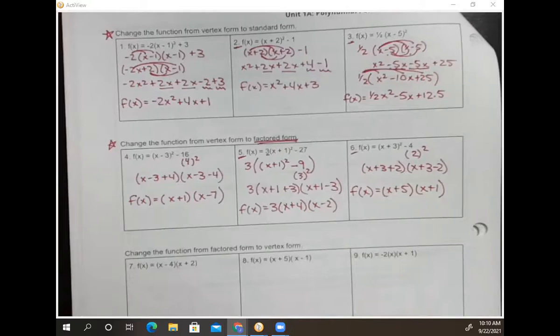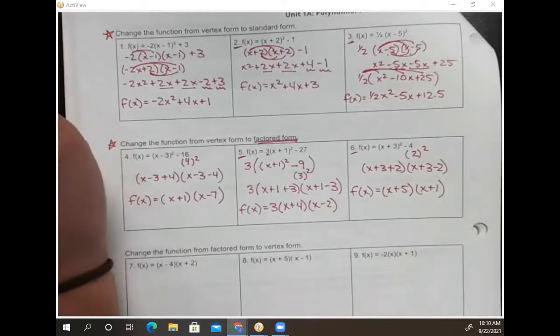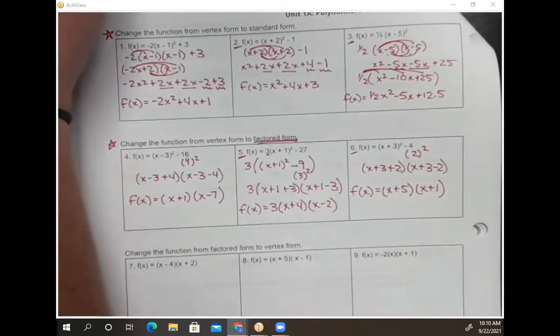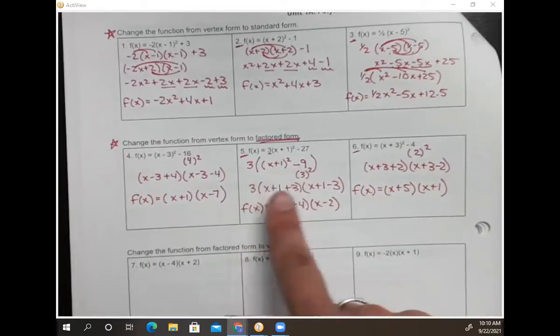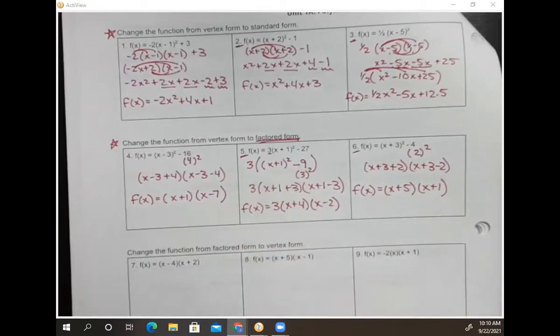Questions for me for today? Okay, so we're going to continue to see this and continue to work on this for the rest of this week. It's going to come back next week. These are this distributing and then using our difference of squares factoring. Okay, our skills that we're going to continue to use.